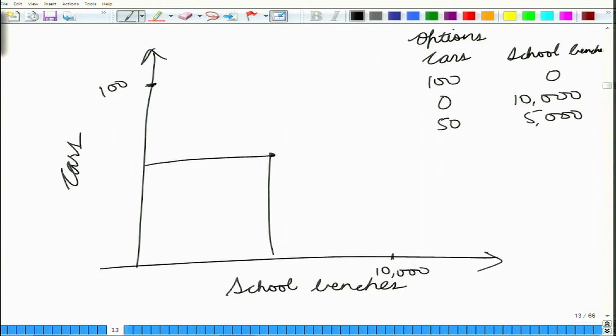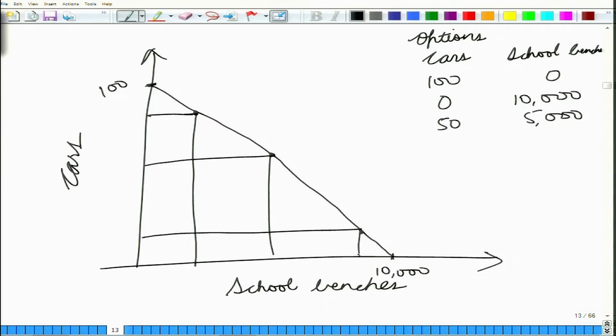So in this case you have this curve that is giving you the option of how many cars and how many school benches you can make. You can say make this much amount of cars and this much amount of school benches. In this case you are making 80 cars and maybe 2000 school benches, or you make just 20 cars and you make 8000 school benches. So now this is a choice that you have as a society or as a nation.